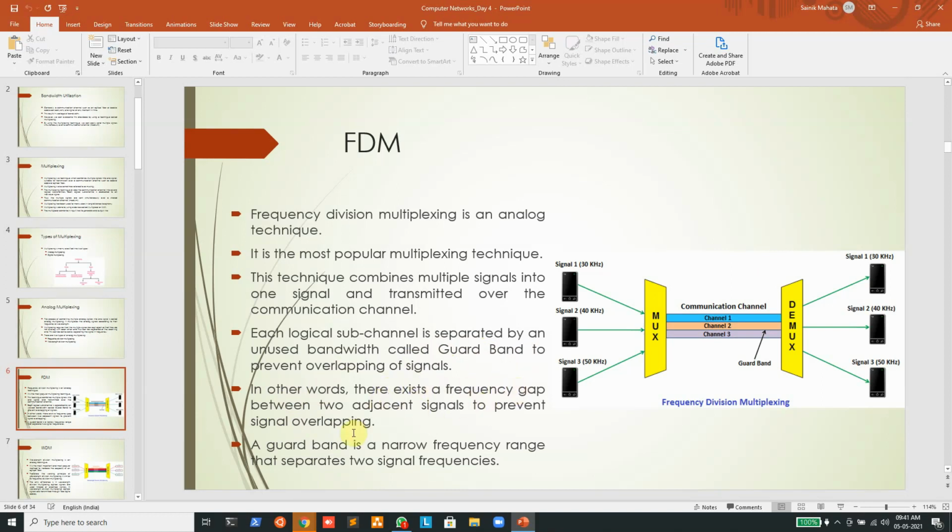So this is what I was saying earlier, that in between channel 1 and channel 2 there will be an unused channel, and that is called the guard band, and that will help to prevent the signal overlapping in between channel 1 and channel 2. Now the guard band is a narrow frequency range that separates the two signal frequencies. So that is what we have discussed earlier.